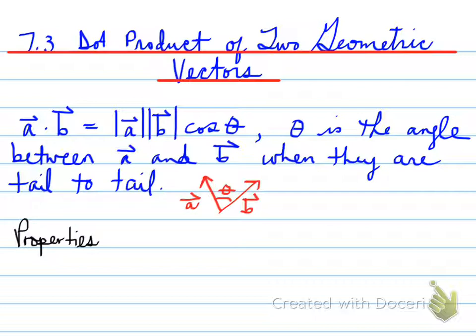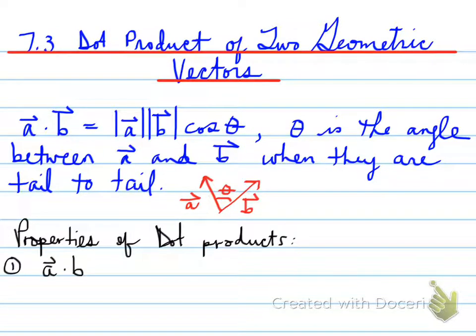So in this case, we're not looking at a resultant vector. We're trying to calculate the dot product. Dot product can only be calculated when you know the angle between the two vectors, and the two vectors are tail to tail. So the dot product is equal to this formula that you need to memorize. Some properties of the dot product include the following.